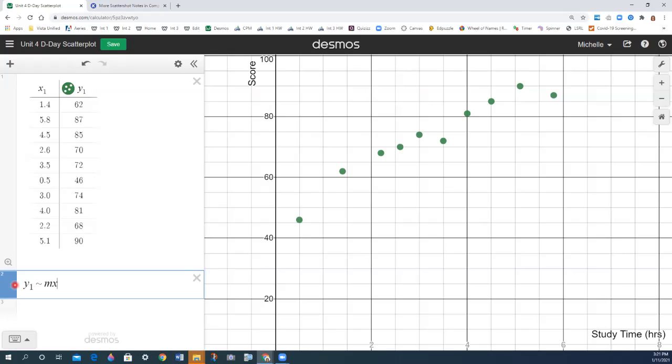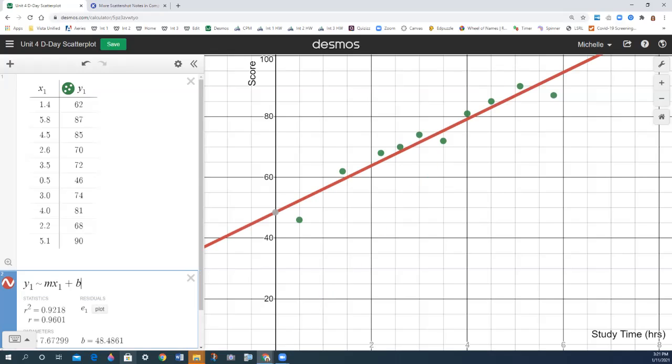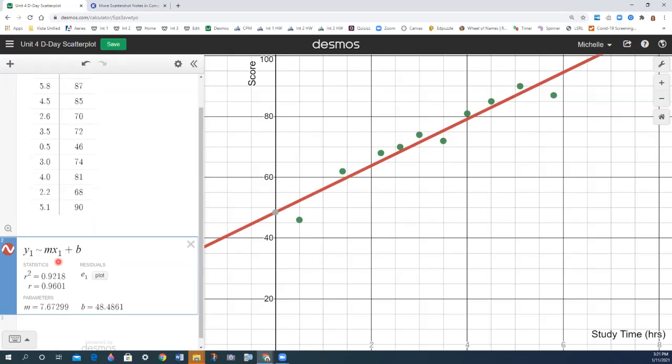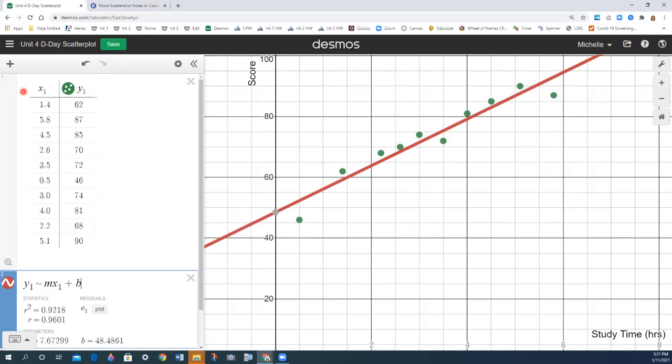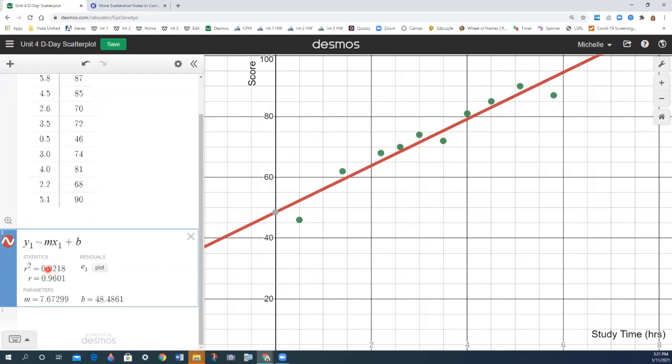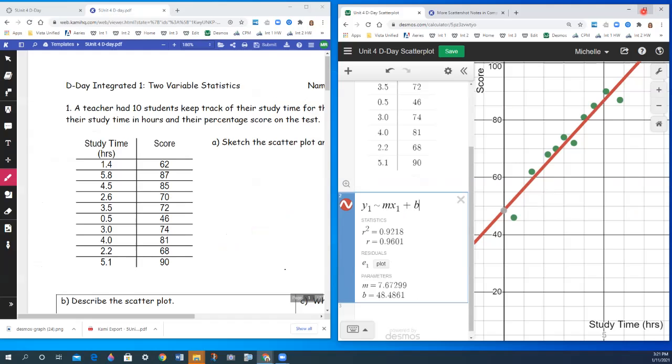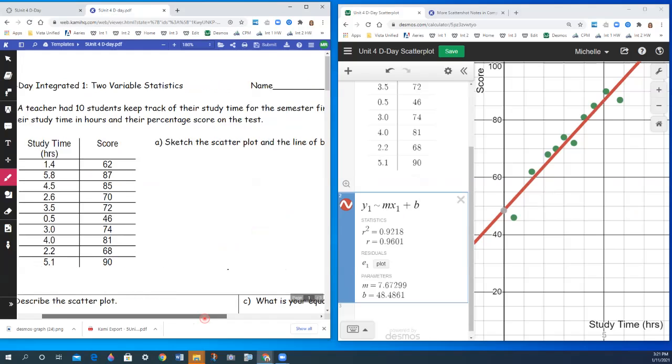And then mx1 plus b. Now this is really y equal mx plus b, but I'm using the y1, x1s from my table. See, these are x1s and these are y1s. And then it drew the line of best fit for me. And here you can see our equation, 7.67 and 48 point, let's say 48.6 is going to push us up to a 49. Okay. So I am going to shrink this so that I can be looking here also.